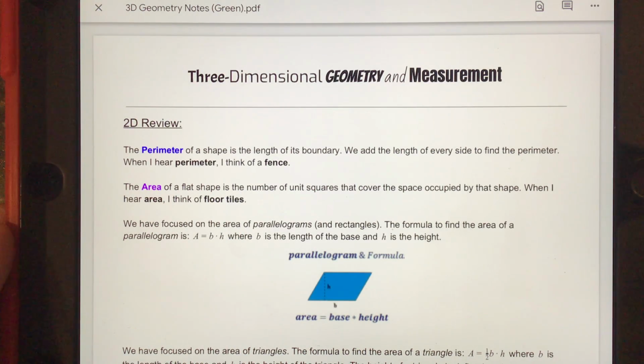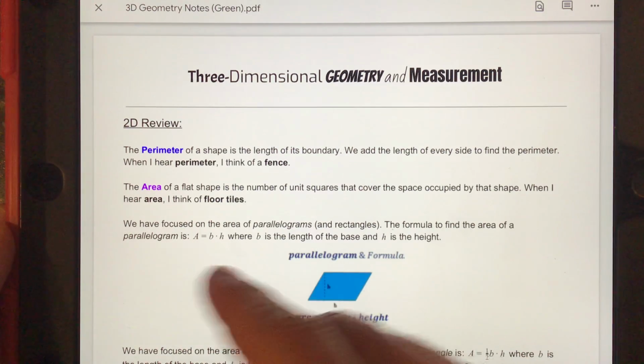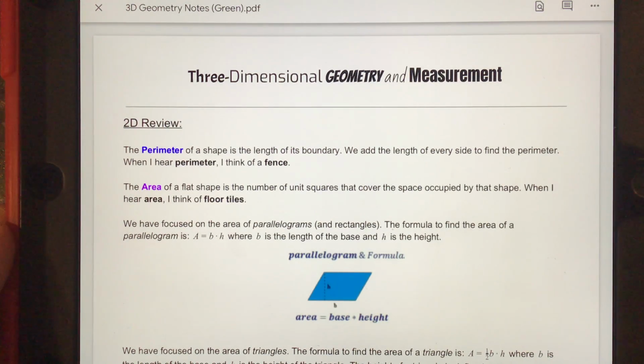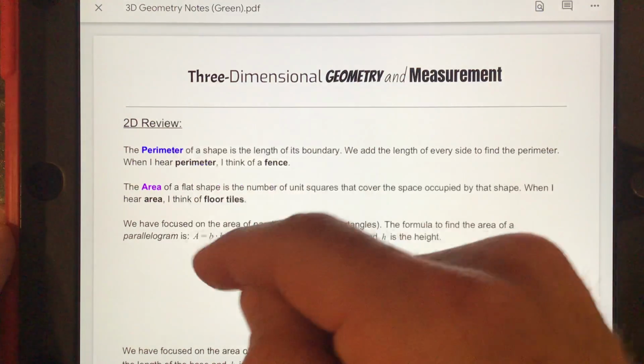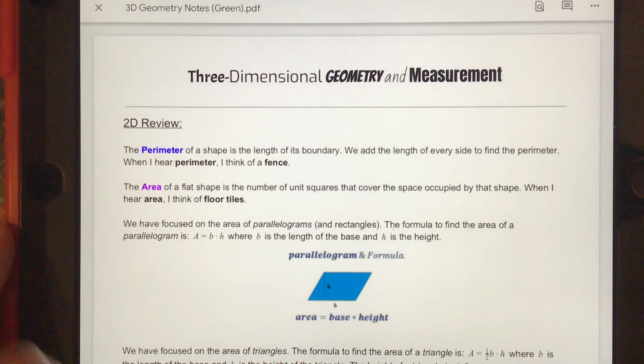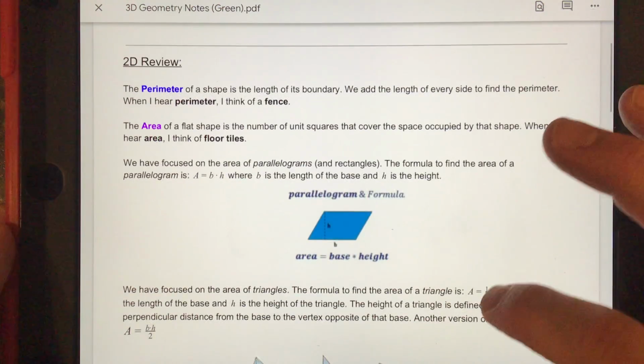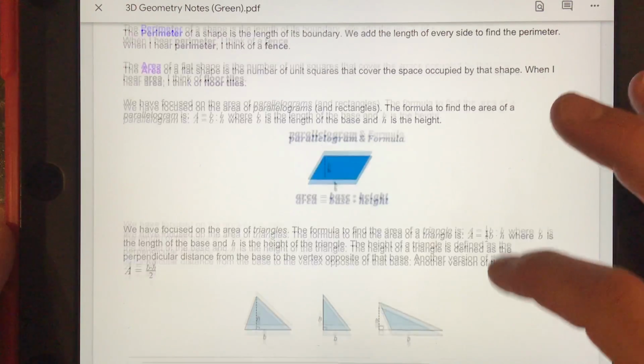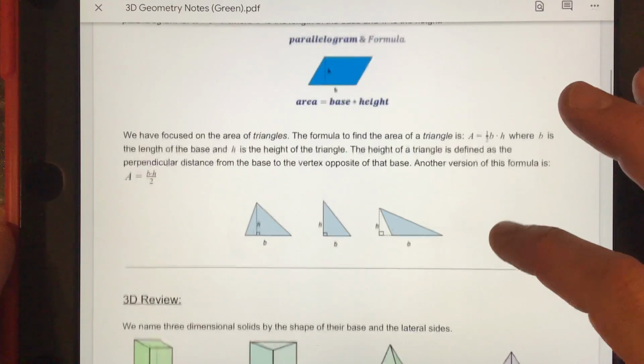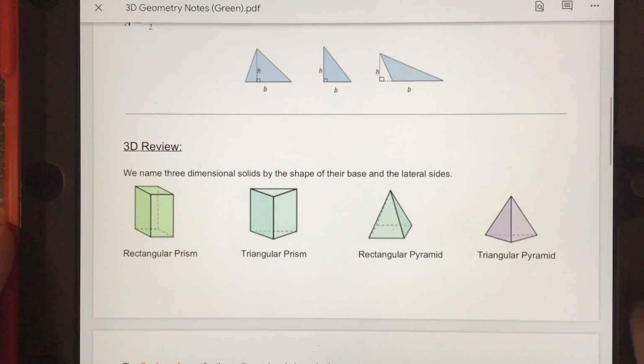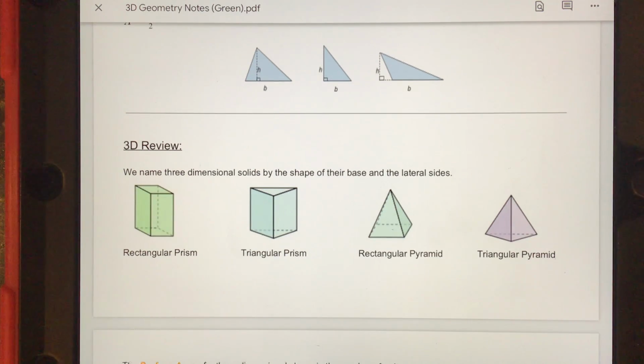Now we're looking at how many 1 by 1 squares it would take to cover that flat shape, that polygon. So there are still both measurements we talk about with 2D shapes, but one of them is linear. It could be measured with a tape measure or a ruler or a yardstick, where the area cannot. It needs to be measured in 1 by 1 squares, right? And so we also had on here the formulas for finding the area of a parallelogram and the area of a triangle.